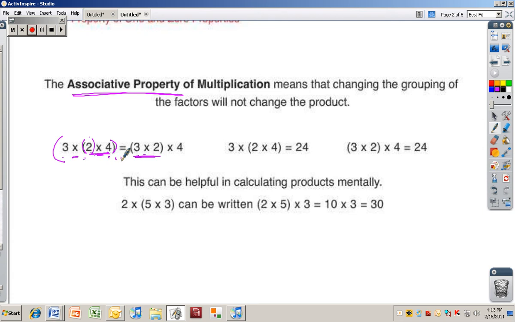3 times 2 times 4, 2 times 4 is 8. Everybody write that on your paper. 3 times 8 is equal to 24. So you can see when I'm doing the 2 times 4 first, I get 24.